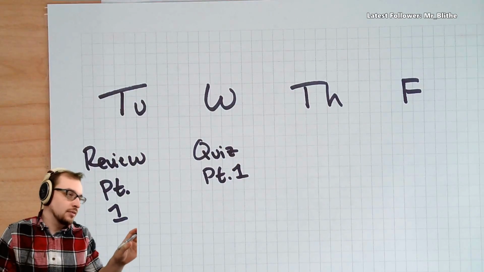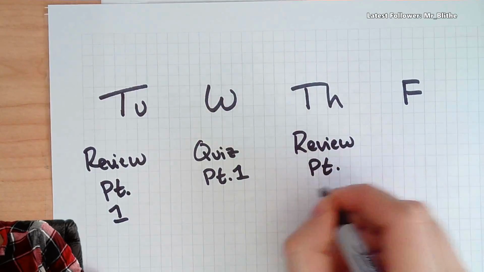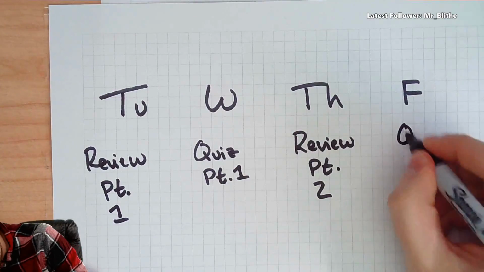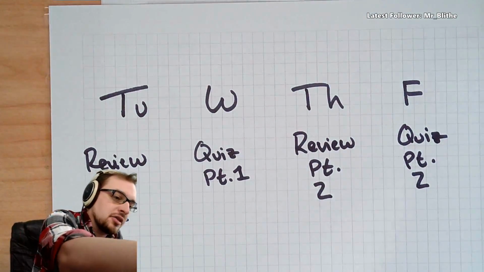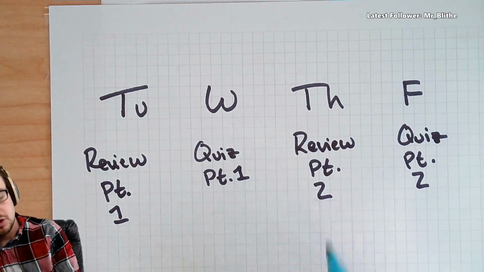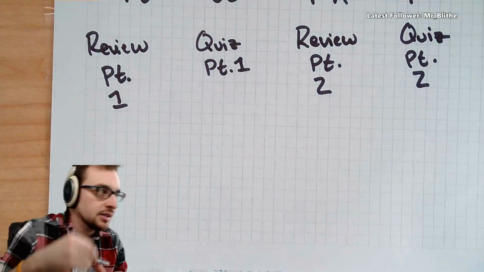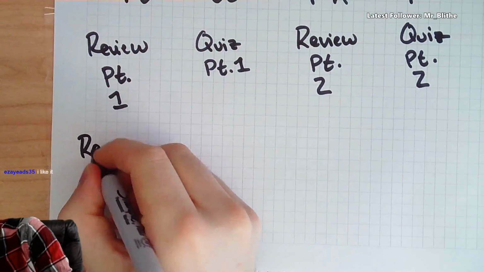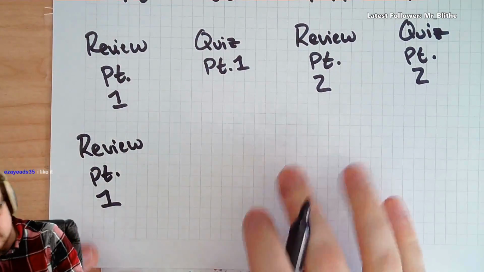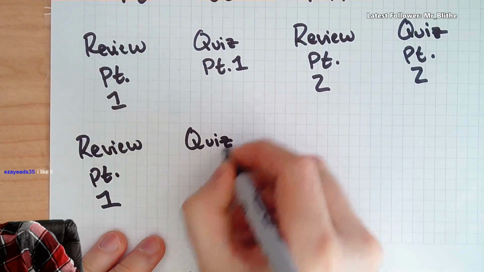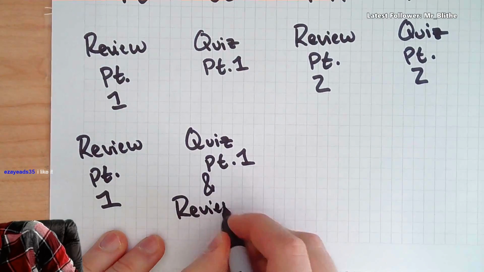No class, right? Review part 2 on Thursday, and then take quiz part 2 on Friday. Would you rather do that, or would you rather bump all these things back? So the alternate plan is the same thing we did today, right? And review part 2.